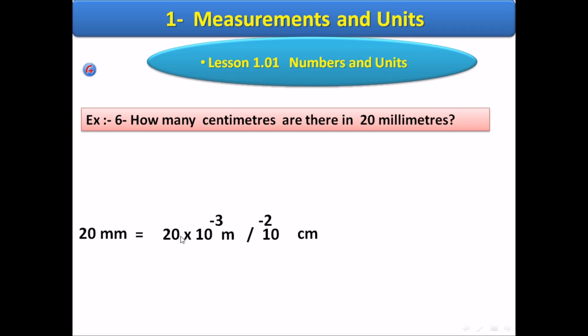So it will be 20 times 10 to the power of minus 3. That is the meaning of milli. After that, of course, it will be in meters. After that we will divide by 10 to the power of minus 2. That is the meaning of centi. I hope you understand all examples.